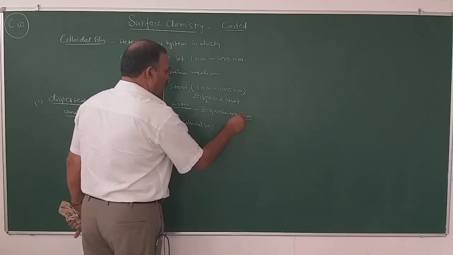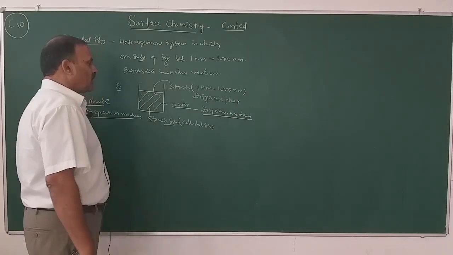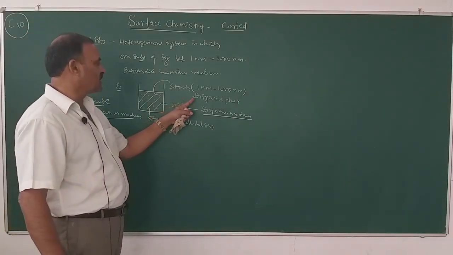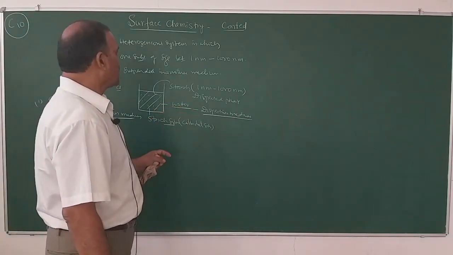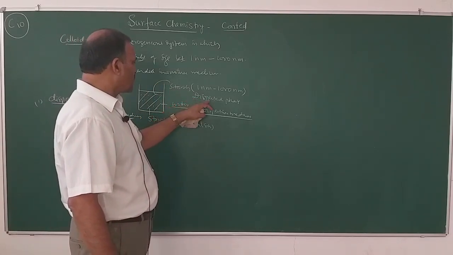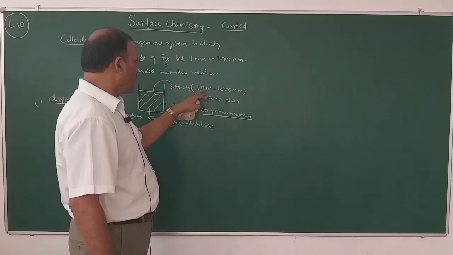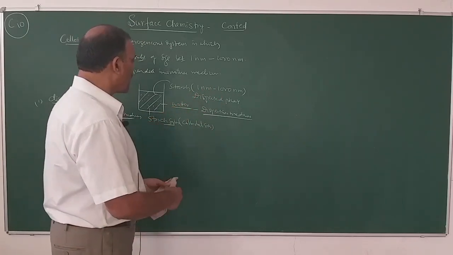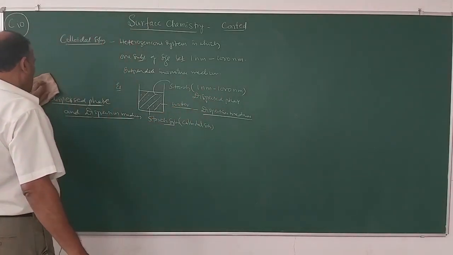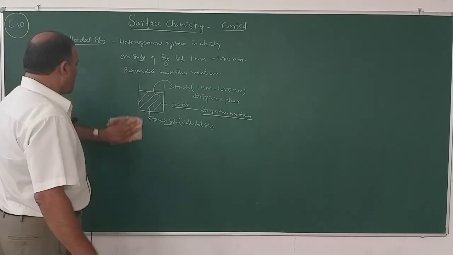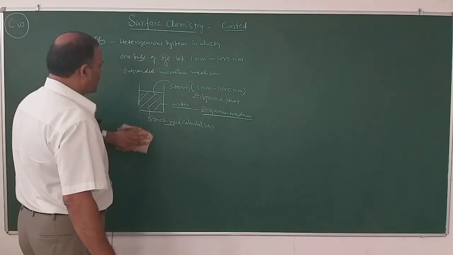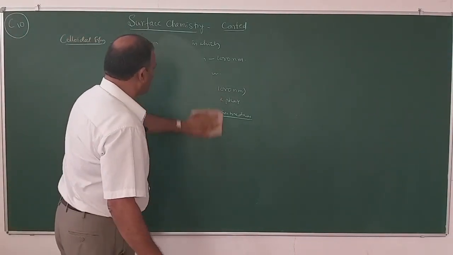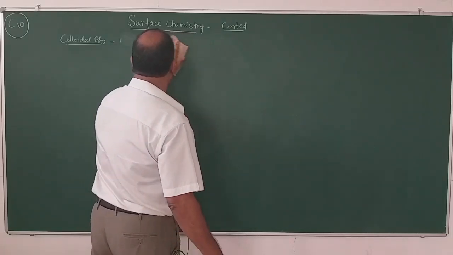So, a colloidal solution consists of two substances. Number one is the dispersed phase. Here in the dispersed phase, the size of the particle is between 1 nanometer and 1000 nanometer. These particles are distributed in another medium. So, this is the meaning of dispersed phase and dispersion medium. This also I told you in the classes.